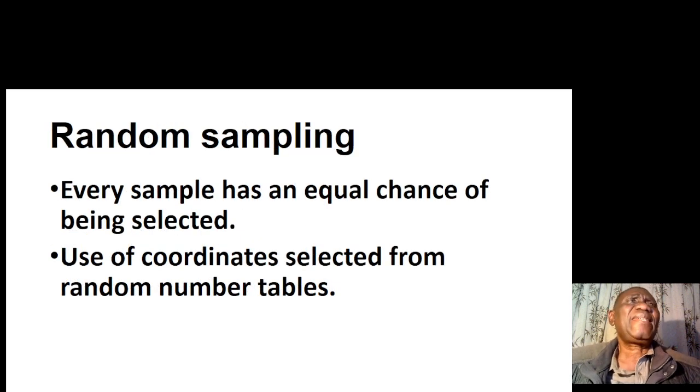Now for random sampling, every sample has an equal chance of being selected. Probably we look at a certain area, we label the areas probably using a map, then we number the areas, then we randomly select the areas using the numbers, so that we go and sample a certain proportion of a representative area. We can use coordinates selected from random number tables.